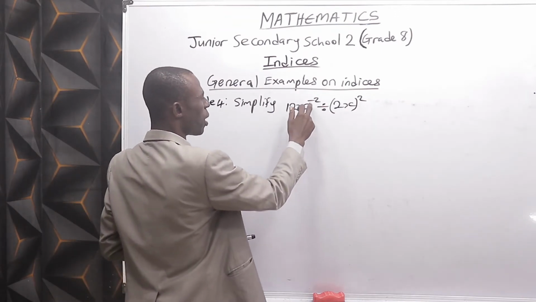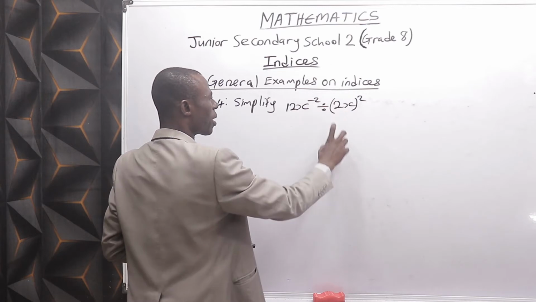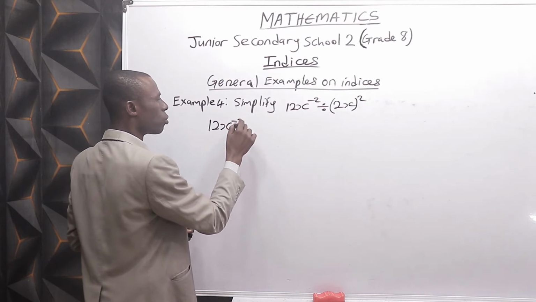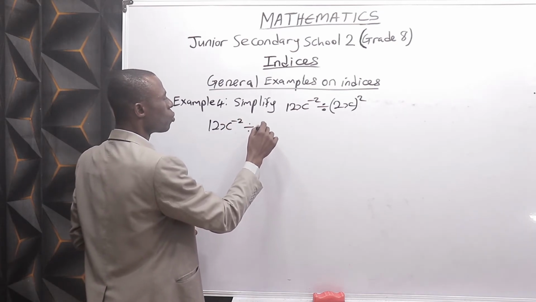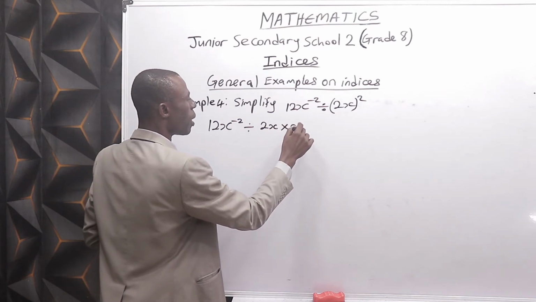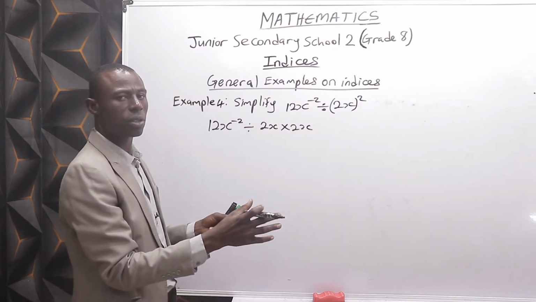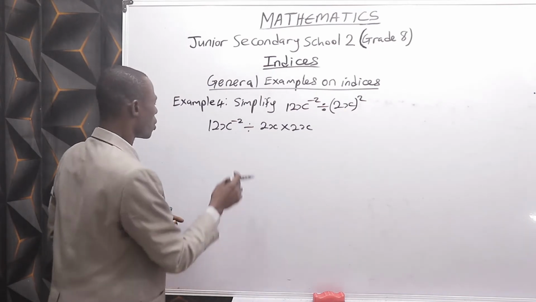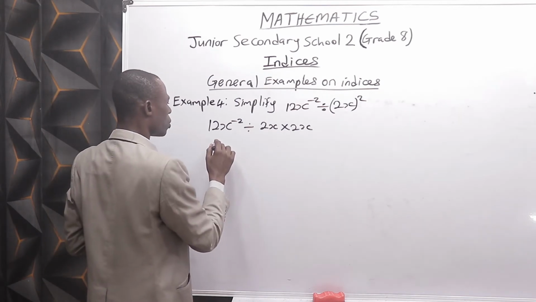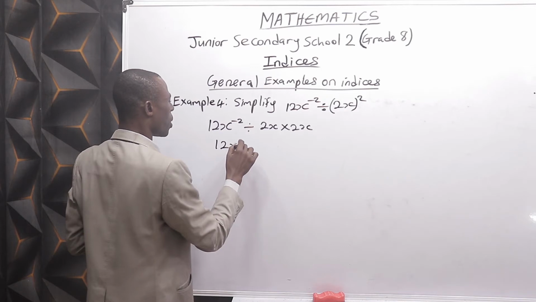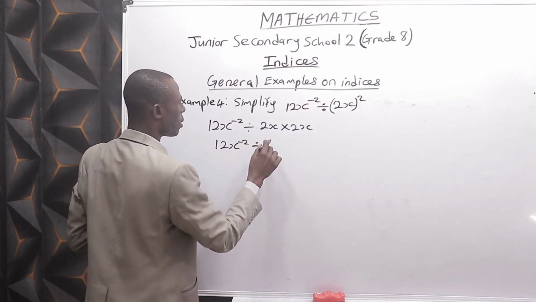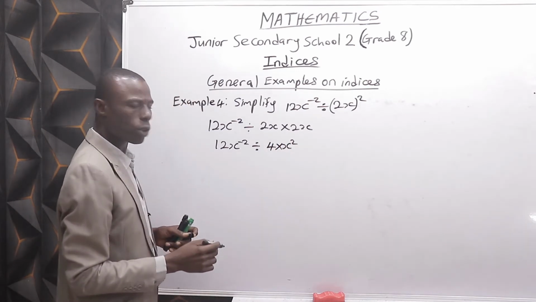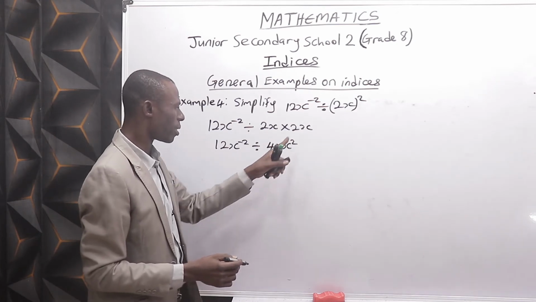Simplify 12x raised to power negative 2 divided by 2x in brackets raised to power 2. We have 12x raised to power negative 2 divided by 2x times 2x. You know, that's the meaning of this. 2x in bracket raised to power 2 means 2x in 2 places. So which is 12x raised to power minus 2 divided by 4 times x raised to power 2. Do you understand? 2 times 2 is 4. X times x is x squared.